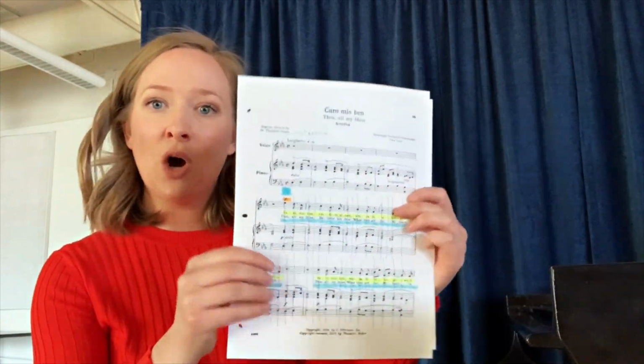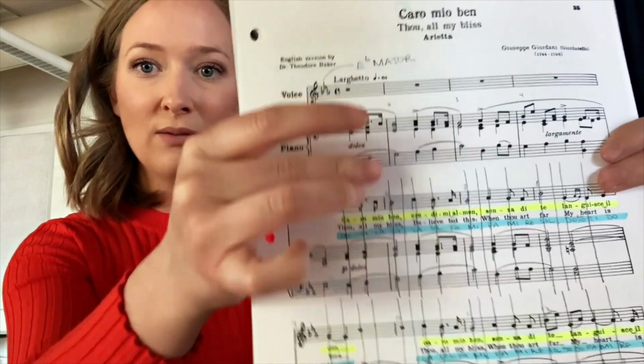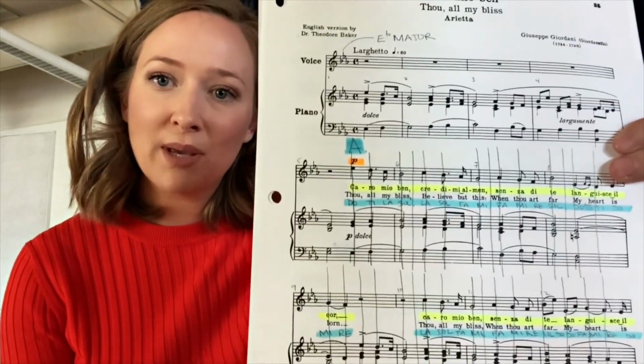I wrote in some of the same things that Brandon did with the way that he works on rhythm, which is writing in all of the beat marks in each measure, because that helps me just stay on track with where I am in the measure, which beat I'm on, because sometimes you can get a little bit lost.